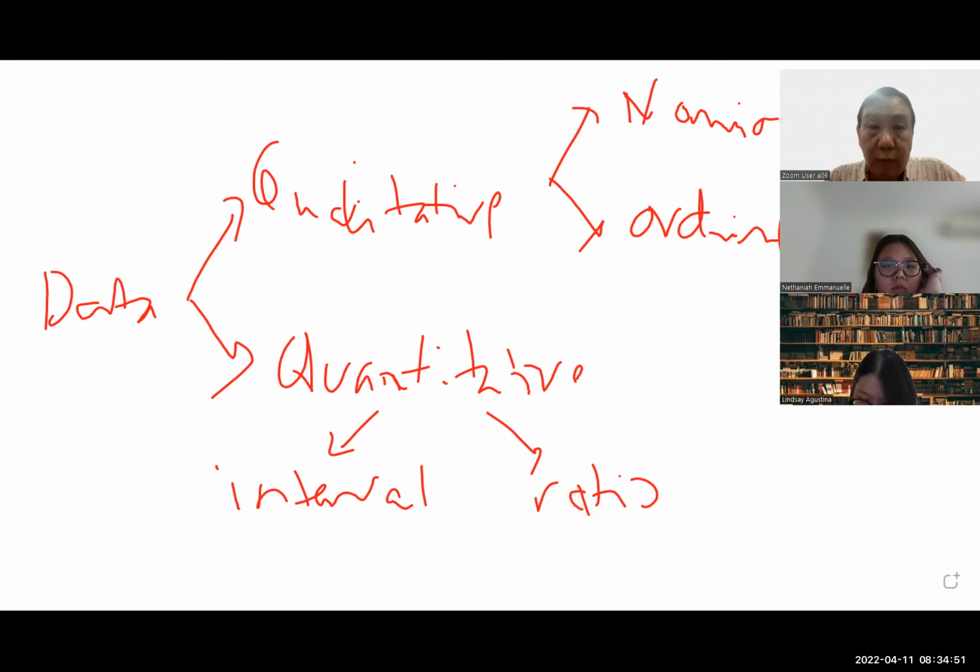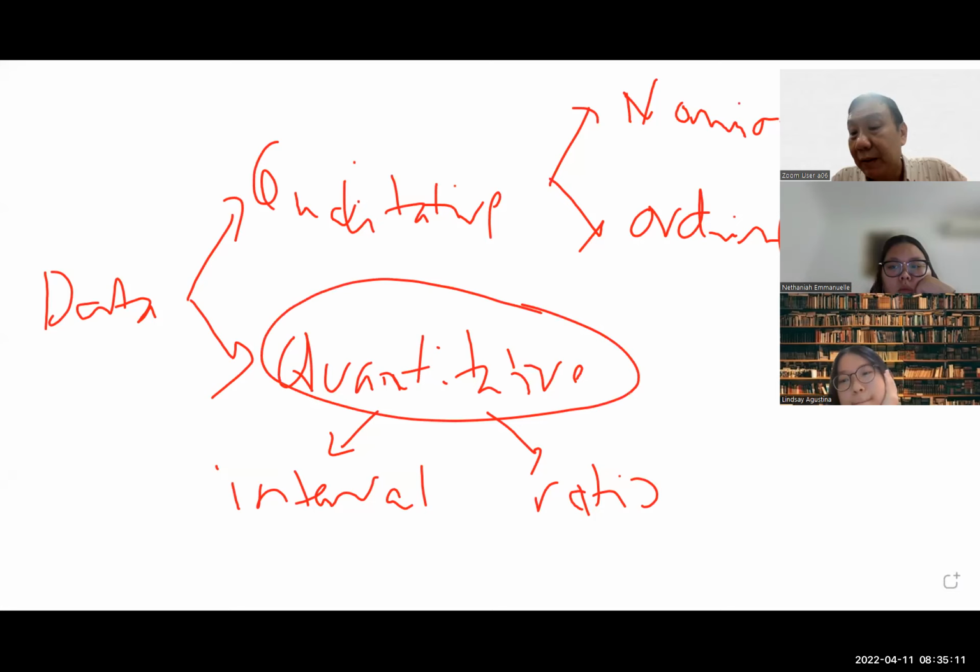So all your data analysis is based on understanding that you have a different type of data. And the best data is, of course, quantitative data. If you have qualitative, either ordinal or nominal, then you need a different type of data analysis.